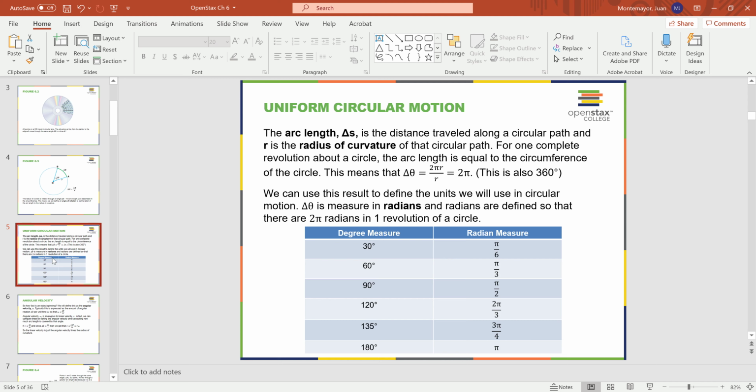We can use this result to define the units we will use in circular motion. Delta theta is measured in radians, and radians are defined so that there are 2 pi radians in one revolution of a circle. So we have our degrees in radians here. We have 30 degrees equals pi over 6, 60 is equal to pi over 3, and so on and so forth. That's a little trigonometry we have to bring in here.